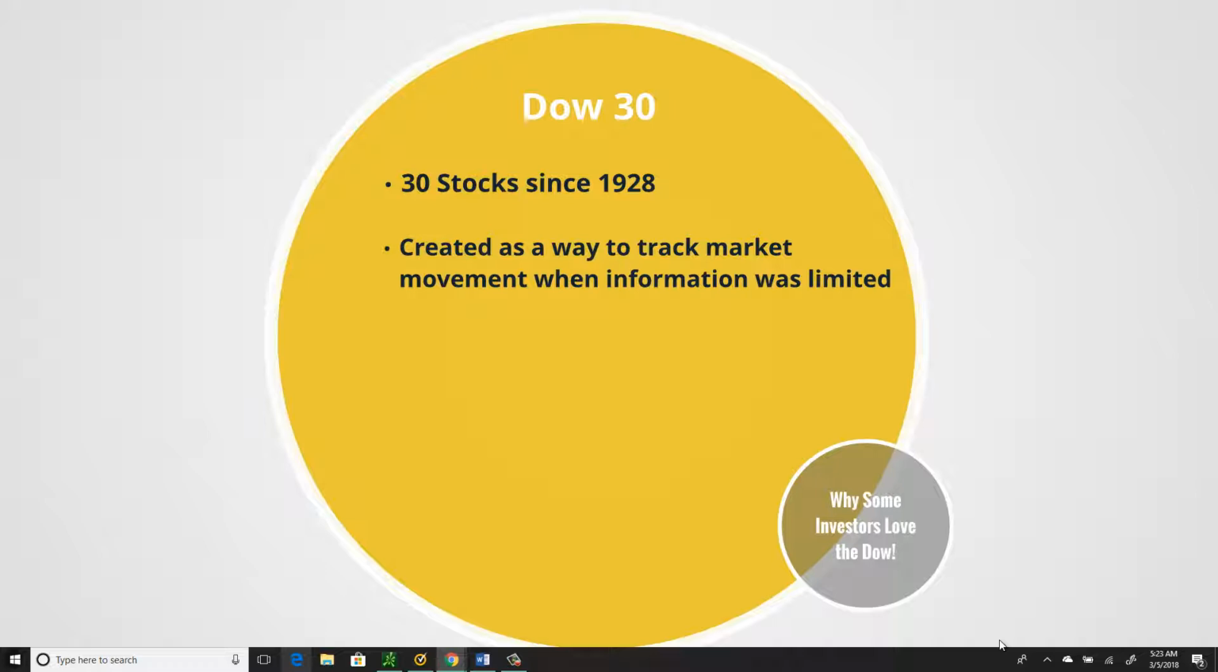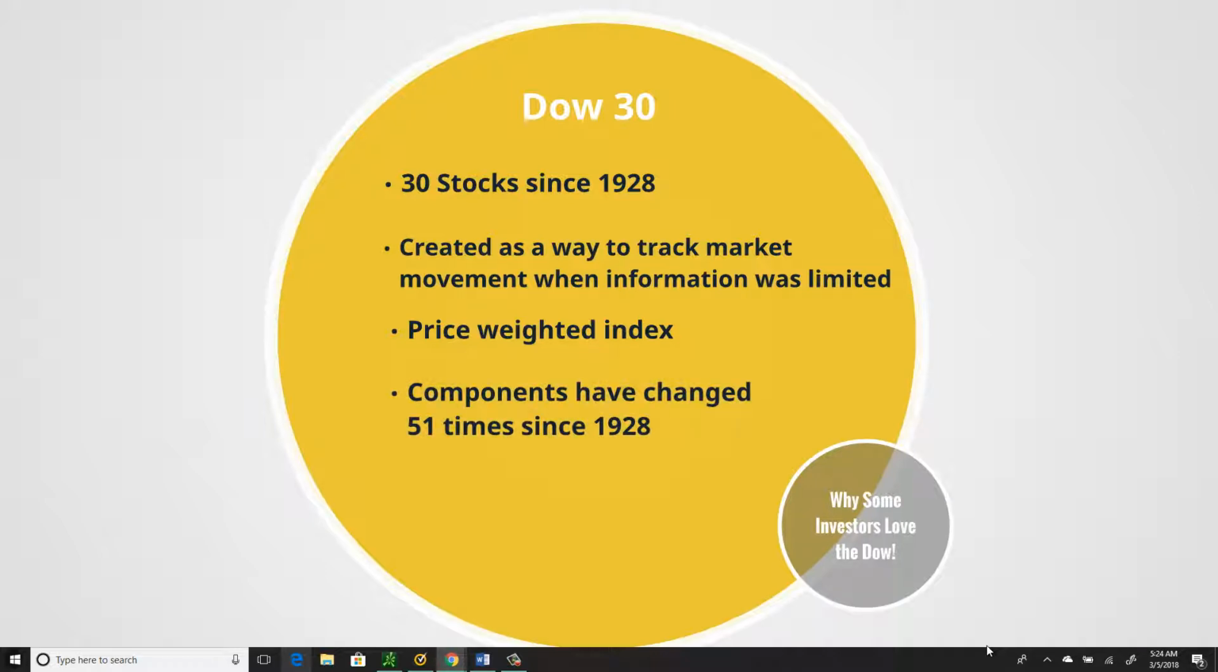Now, interestingly enough, the Dow Jones is what's called a price-weighted index. So as prices of the underlying securities that are in that index go up, it's going to change the way the Dow is measured. And the measurement of the stocks in that index will also change based on what is in the index, because companies will get moved in and out of the index. Matter of fact, since 1928, the components have changed 51 times, because when a stock starts to fall out of favor, it's oftentimes going to wind up being replaced.